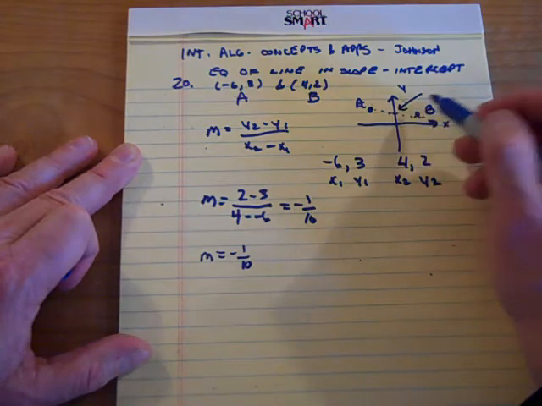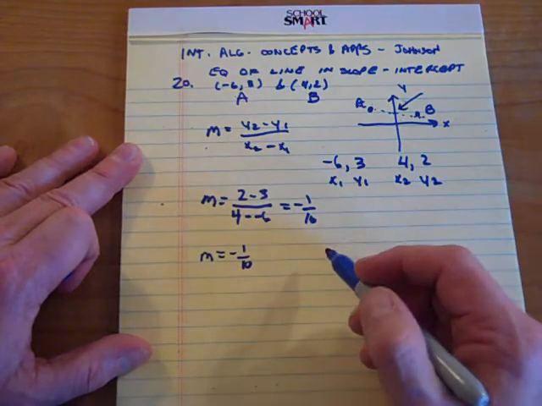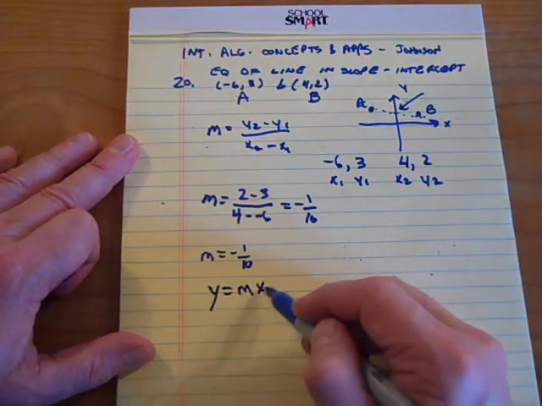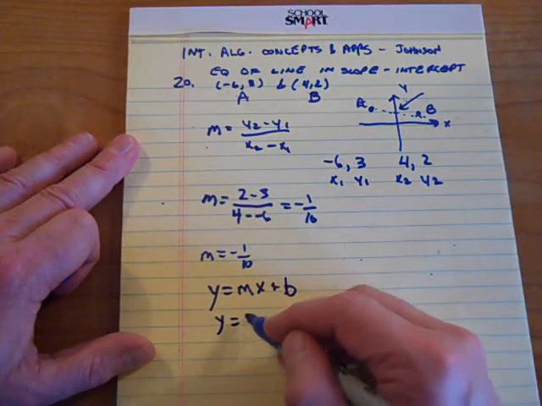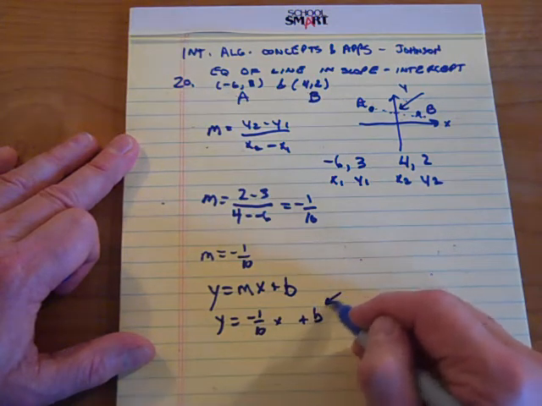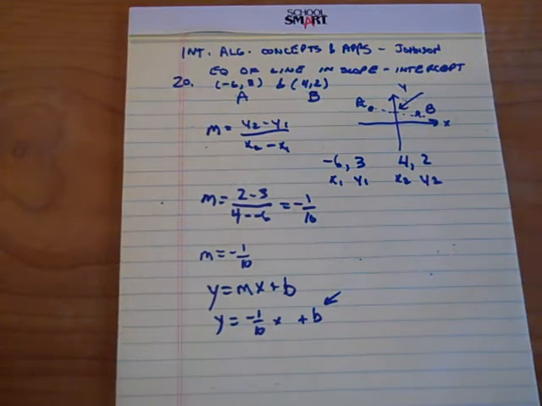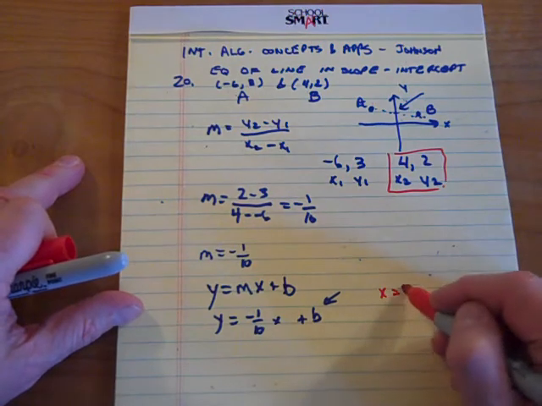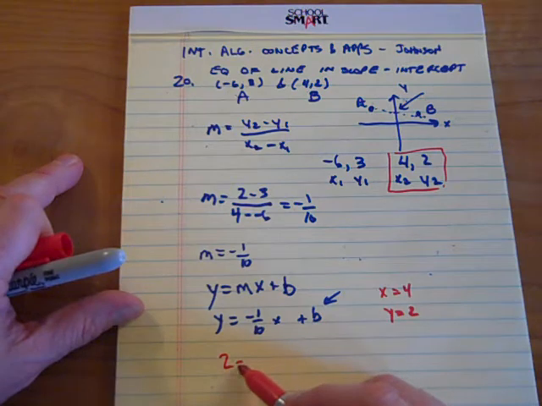I also can tell the y-intercept is somewhere between 2 and 3-ish, so I know it better be positive. I know the general form of my line. That's just something we need to memorize, y equals mx plus b. So I plug in what I know, which is just -1/10. I got to find b, which means I have to get rid of x and y. But hey, up here, guess what? I know when x is 4, y must be 2. So I plug those numbers in.